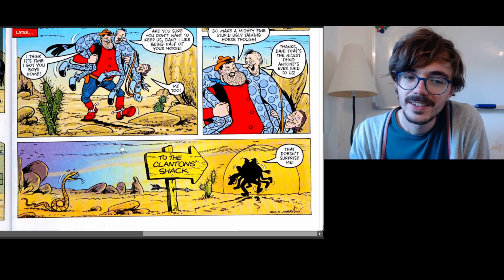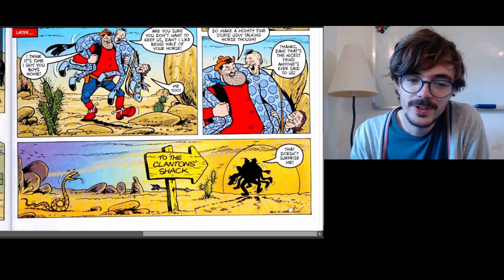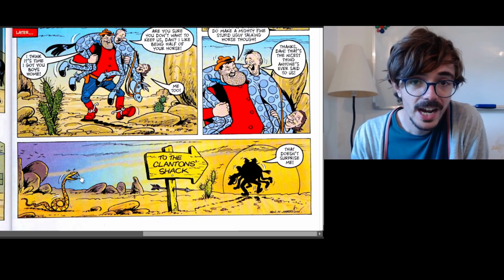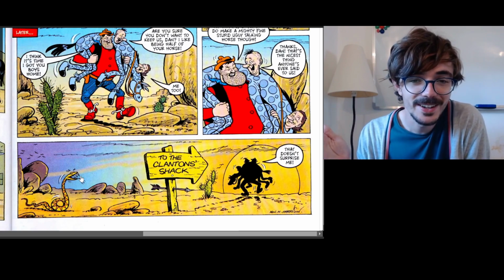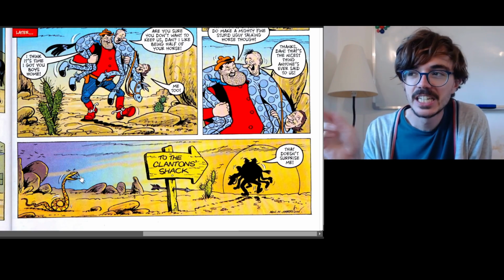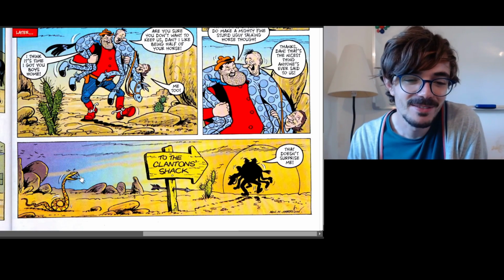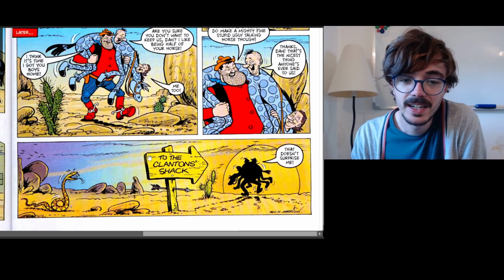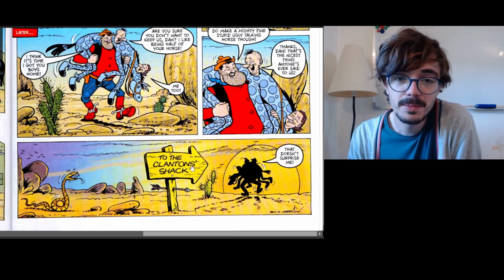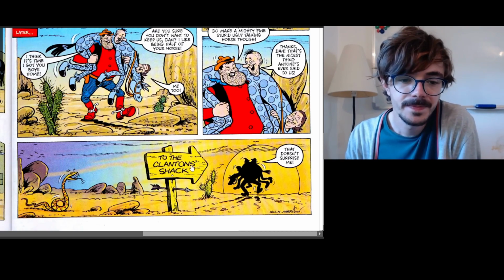On the last frame of the comic strip, we can see a snake, probably a rattlesnake. I don't know if that's a very good impression of a rattlesnake. And here there is a sign with an arrow going through it. And the sign says, "To the Clanton's shack." So the Clantons here means the name of a person.